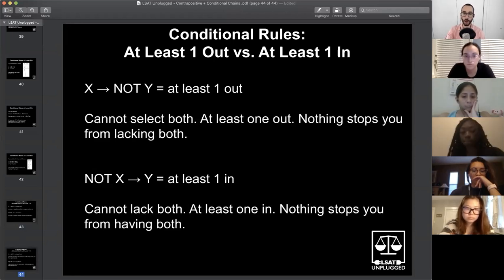So again, just another way to illustrate it. At least one out means you can't have both, at least one out. Again, nothing stopping you from lacking both, but typically people tend to get that. It's the nothing stops you from having both on the other rule that really is the most common source of confusion. So really think about that at least one in idea. That's really what this is all about, where the confusion typically comes from.